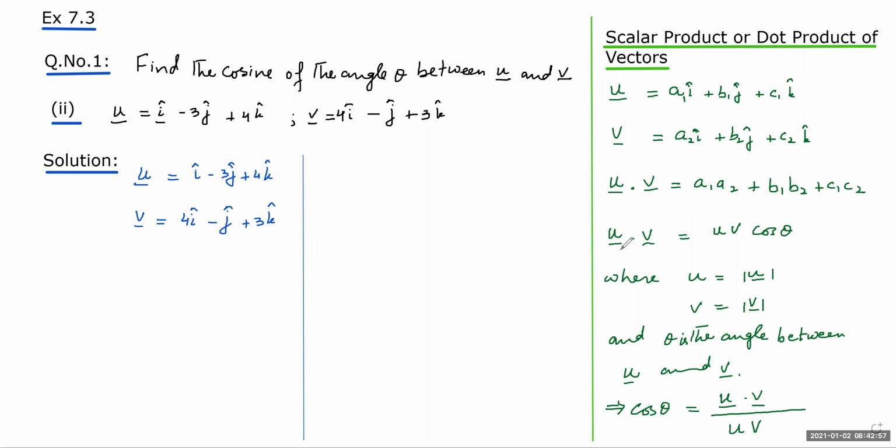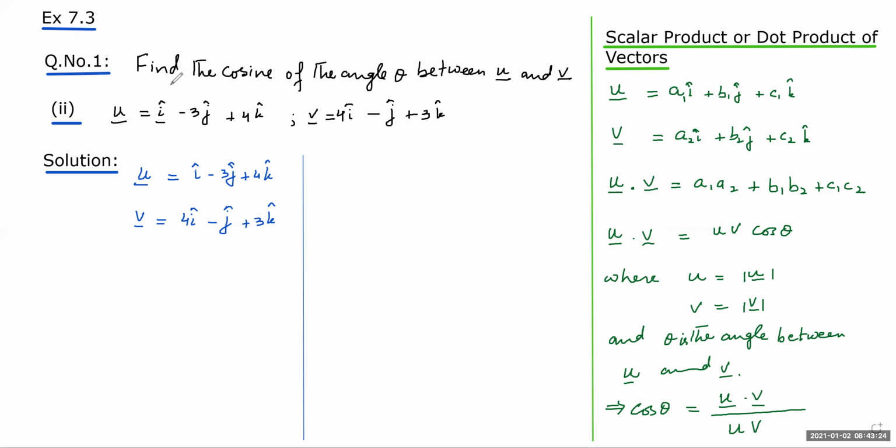Another formula for the dot product is u dot v is equal to |u||v| cos theta, where |u| is the magnitude of vector u, |v| is the magnitude of vector v, and theta is the angle between u and v. So using this formula, we may write the formula for cos theta, which will become u dot v divided by |u||v|. You can see it here, cos theta is equal to u dot v divided by |u||v|.